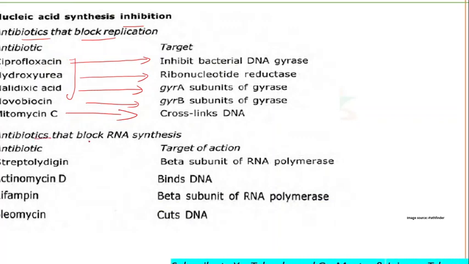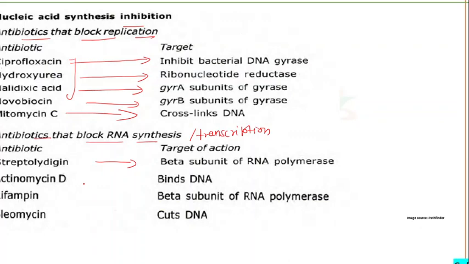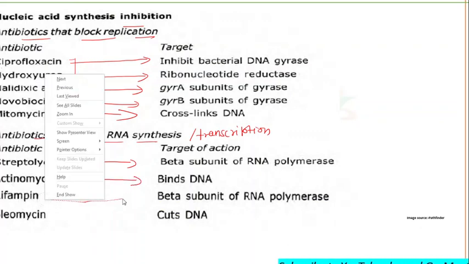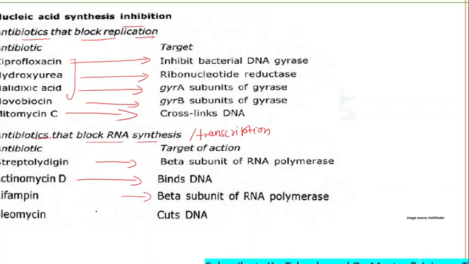Now antibiotics that block RNA synthesis, which means they block transcription. Earlier were the antibiotics inhibiting translation and replication, now transcription. Streptolydigin targets the beta subunit of RNA polymerase. Actinomycin D binds DNA. Rifampin targets the beta subunit of RNA polymerase. And bleomycin cuts DNA. These are some of the antibiotics used to inhibit different processes.